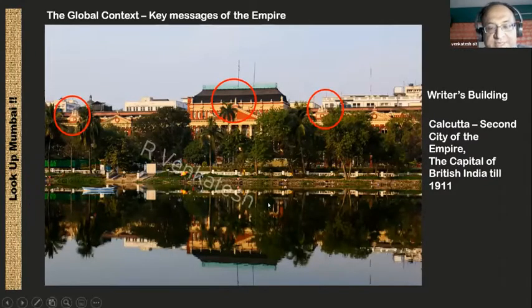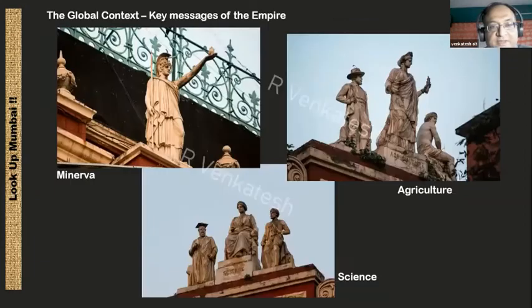So how does it transpire in India? Around the same time as Victorian Bombay was built, the Writers' Building in Calcutta, which housed the central government of India at that time, has very similar sculptures being set up, which is agriculture, science, and then we have Minerva. We also have the rest like justice and all, but before I could take a photograph, I got shooed away by the police there. So I normally use my photographs so that it's easier to get around, but you will get photographs online if you want to see more of this.